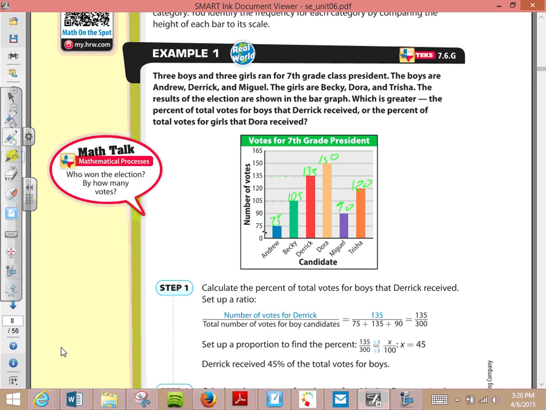So for this one, we will look at Derek and Dora, right? But they're asking you specifically votes for boys that Derek received. So you look at Derek, and you're going to focus on the boys that voted, not the girls. So that means you will have to add up, find Derek. Derek got 135 out of how many boys that voted? 90 plus 75 plus 135. That gives me 300. So you want to find the percentage, right?